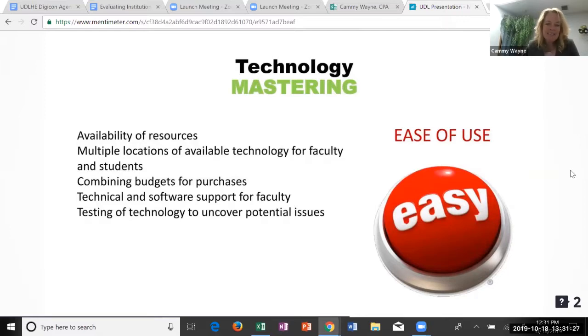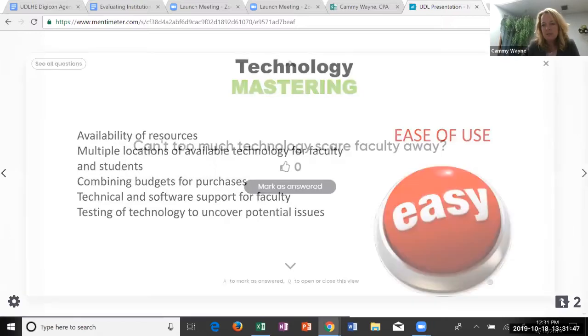Some other great ideas is to combine budgets for purchases. I know our colleges work by different departmental budgets. And sometimes if we just combine those budgets for a specific UDL purpose, it'll benefit even more faculty and more students. So let's go ahead and answer these questions here.